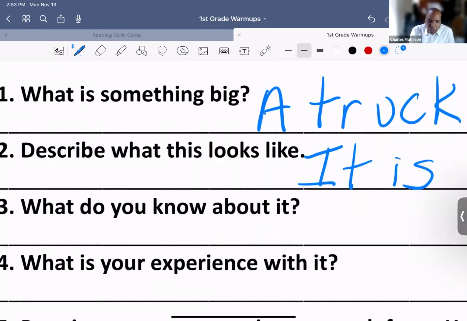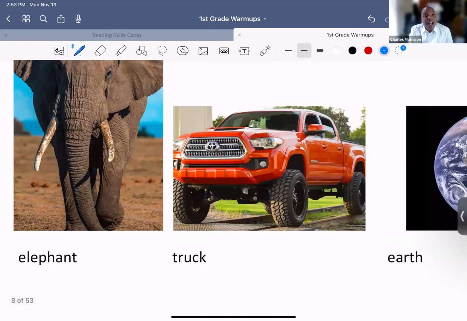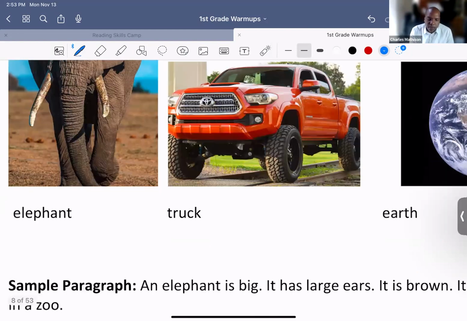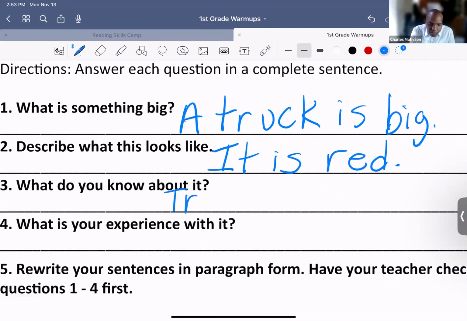What do you know about it? What do I know about trucks? Well, I know that trucks are used to move people. Trucks carry things. So I'm going to say trucks carry things.